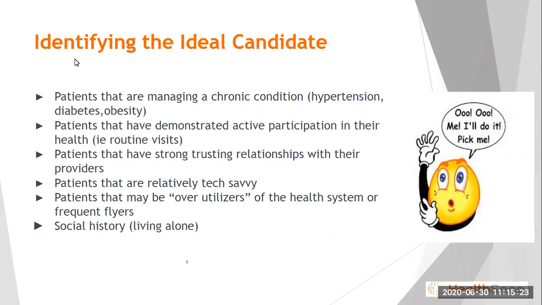Also, the overutilizers, the ones that go to the ER all the time, perhaps because of certain things. Again, these may be really good candidates. It's important to take into consideration social history and to look at that. Patients living alone, especially during this time with COVID. There are a lot of people right now isolated and alone, not comfortable going out to the doctor's offices and getting an extension of their care. These are great candidates to prescribe into a remote patient monitoring program.